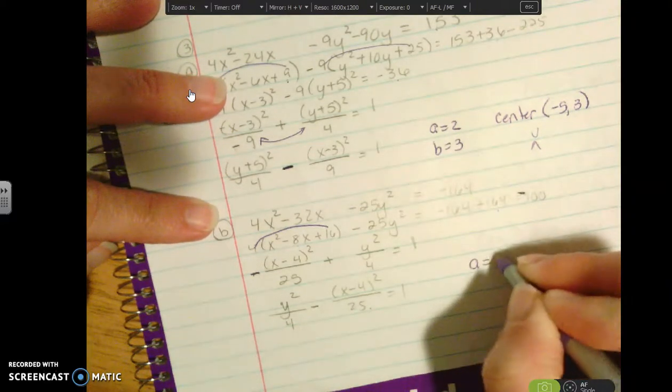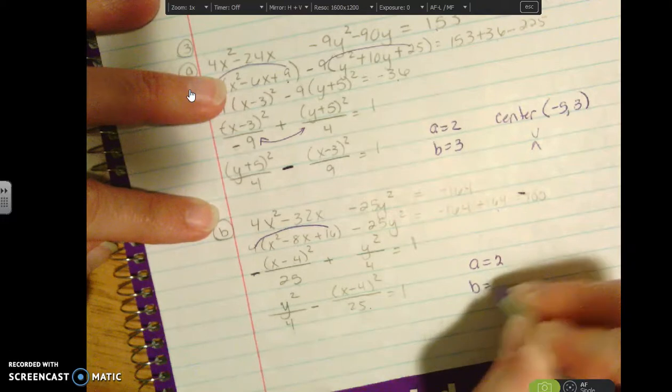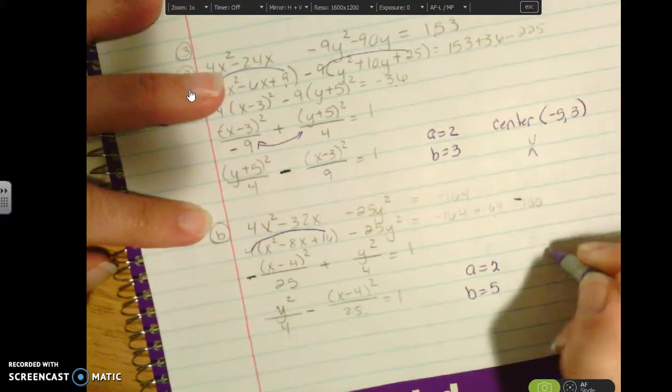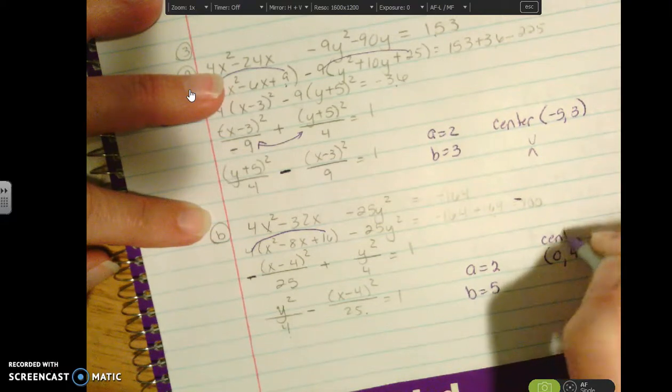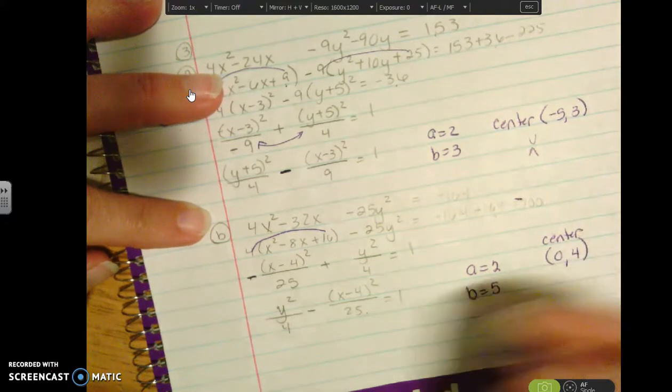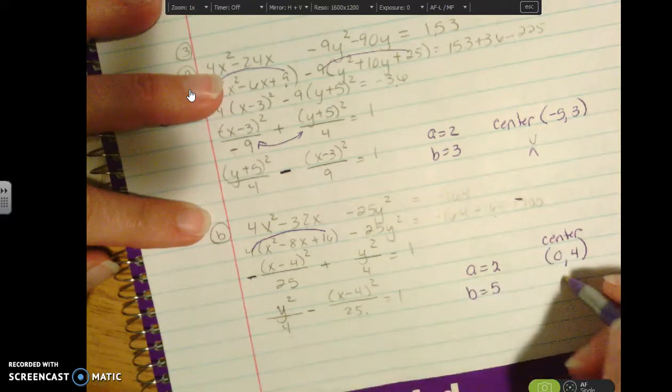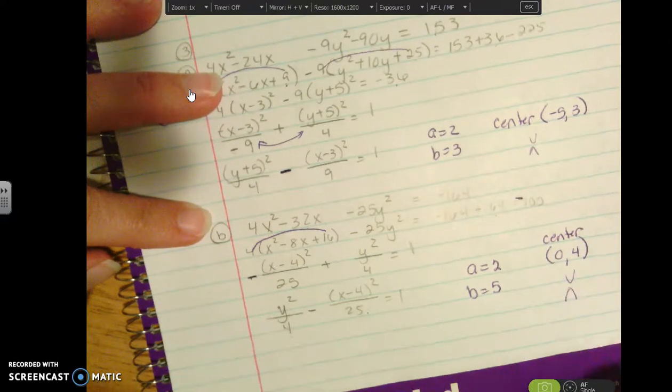So a is equal to 2, b is equal to 5, the center is 0, 4, and because the 4 is under the y, again, it's going to be opening up and down.